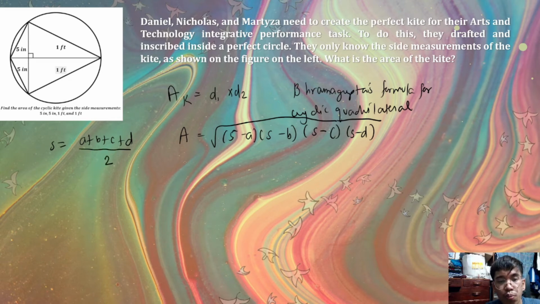For this problem, we have 4 sides, so we're given 5 inches, 5 inches. We're also given 1 foot and then 1 foot. Notice that the units are not the same. Since the highest unit here is in inches, let's find the area of the kite in squared inches.